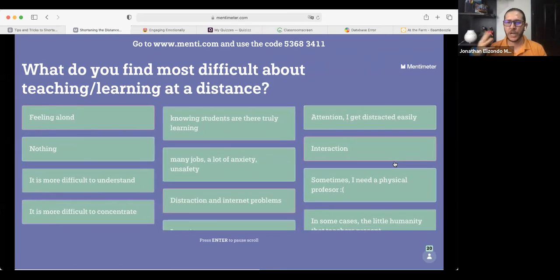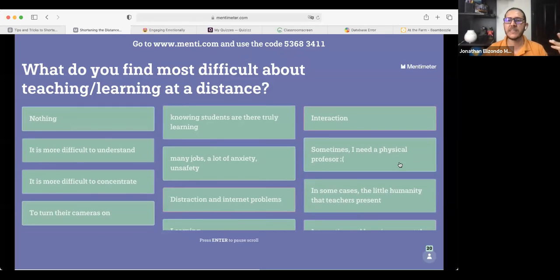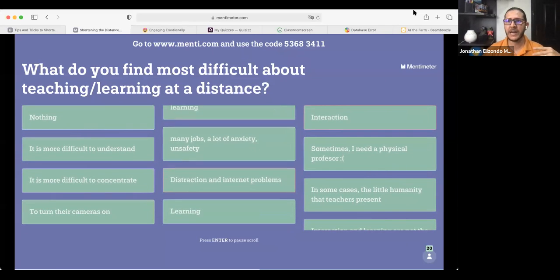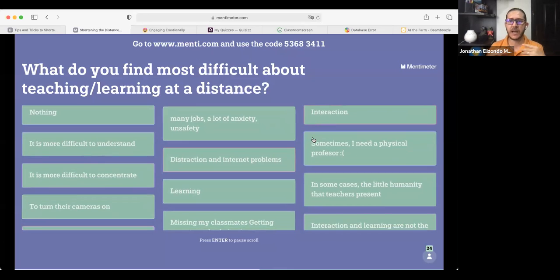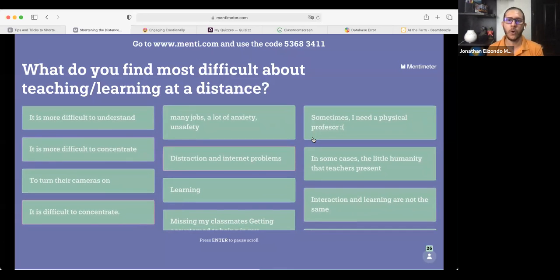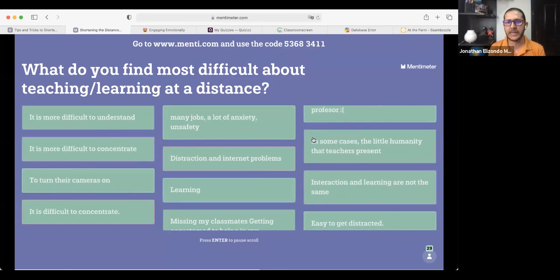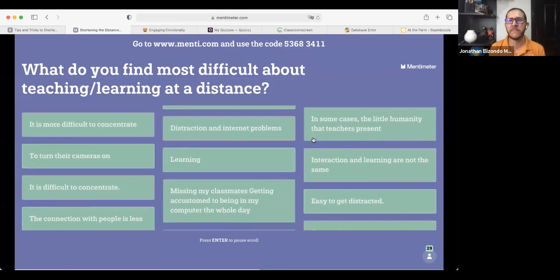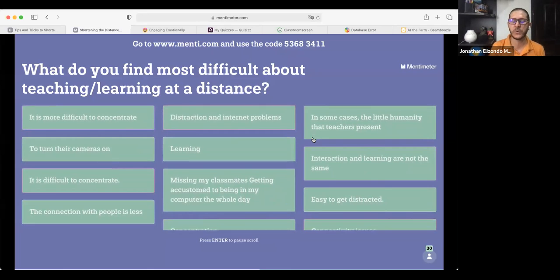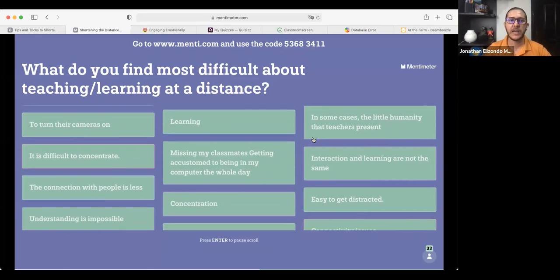Yes, sometimes we get overload of work, right? And I think this has to do with us teachers. Sometimes we feel that since students are at home, they need to do more. And sometimes that is not true, right? They might be doing the same things they were doing at school or even less and still learning a lot.